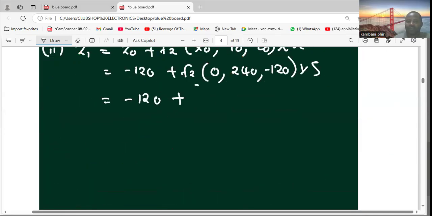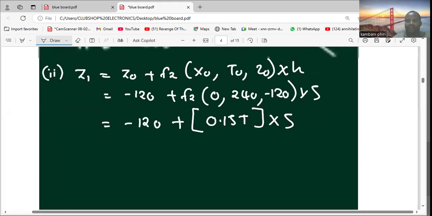So we are going to have 0.15 t times 5. But our t here, it is t naught. And our t naught is 240. So here we put 240. All right. So when you work out this one, you multiply 0.15 by 240 by 5. You're going to get 180. 180 minus 120, you'll be able to get 60. So this is our z1.